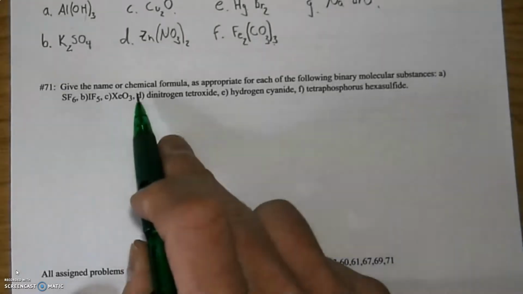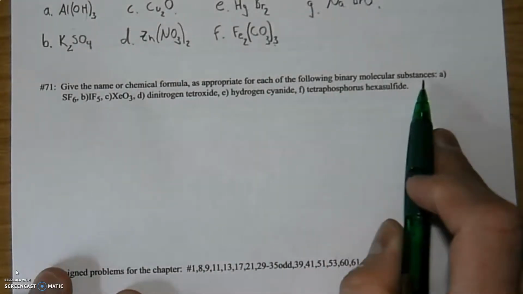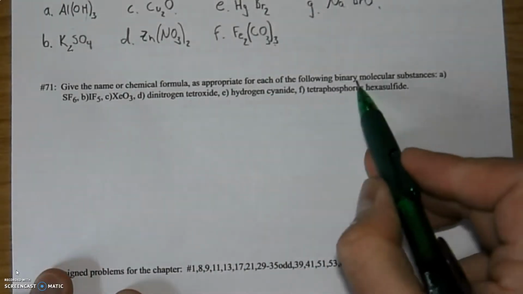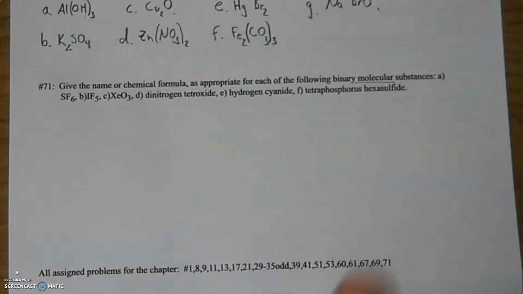All right, let's do the last problem in this list here for chapter 2. Give the name or formula as appropriate for each of the following binary molecular substances. The fact they're saying they're molecular means these are the ones where they're all on the right-hand side of the table plus hydrogen. They're going to have that whole di, tri, tetra, hexa, that kind of thing. Okay, let's start.